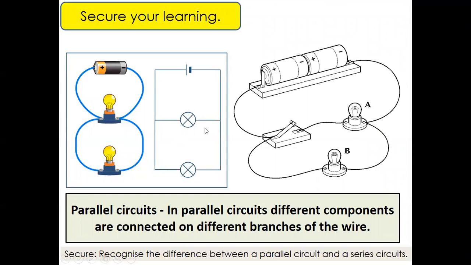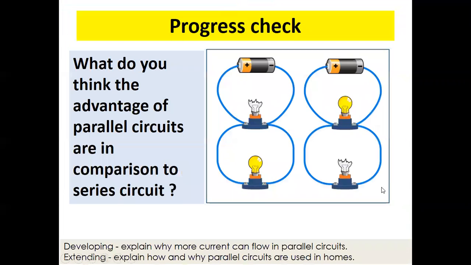Now, parallel circuits have different components. Okay, so different components have different branches of wire. So if we look here, it comes around, carries on to complete the circuit. The same here. Now, why do you think parallel circuits tend to be used more today than in the past?